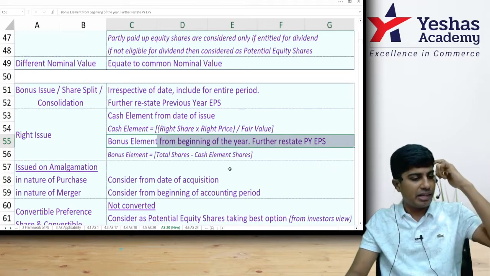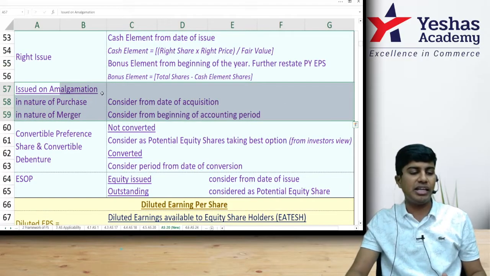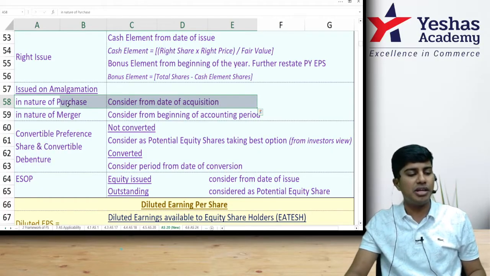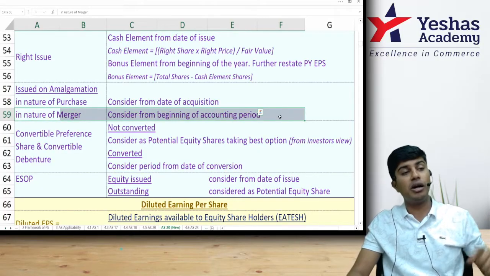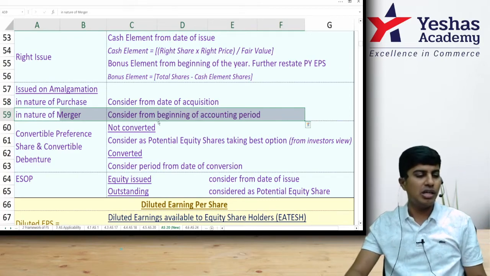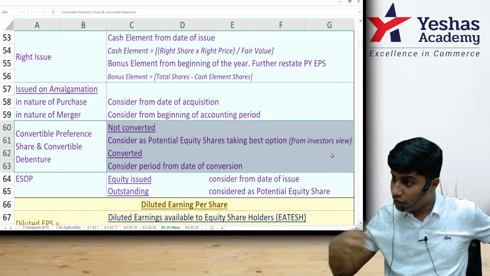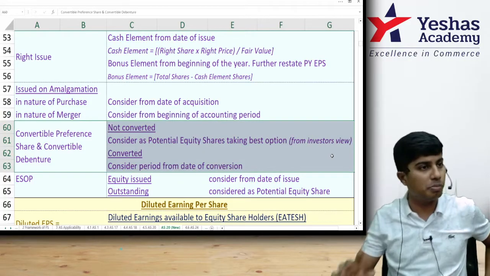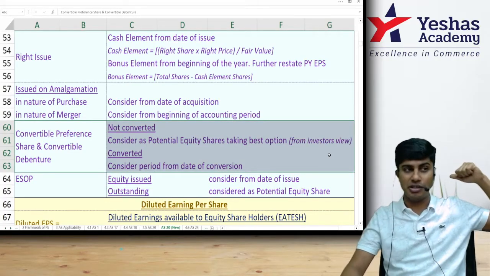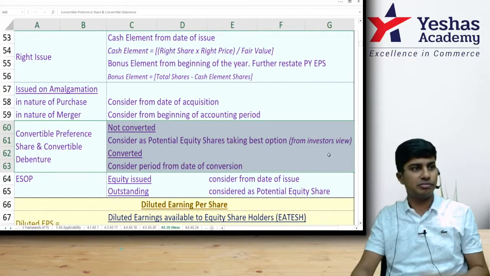Got that? Then, if in the process of amalgamation shares are issued, if it is in the nature of purchase, we should take it from the date of acquisition. If the amalgamation is in the nature of merger, it has to be computed from the beginning of the accounting period. No questions are there on this anyway. If there are any convertible preference shares or convertible debentures, from the date of conversion they should be taken in the denominator, not before that. Because before that, they are potential shares that will be taken in diluted EPS. Till the date of conversion, potential. Once converted, basic. Got it?